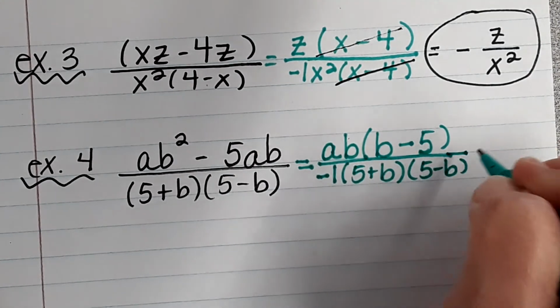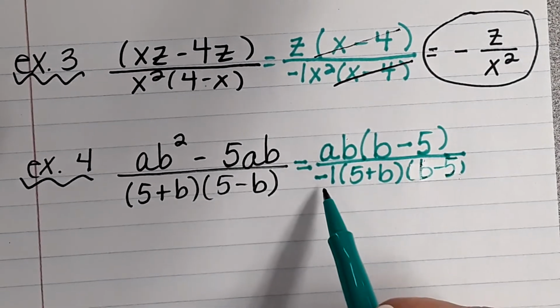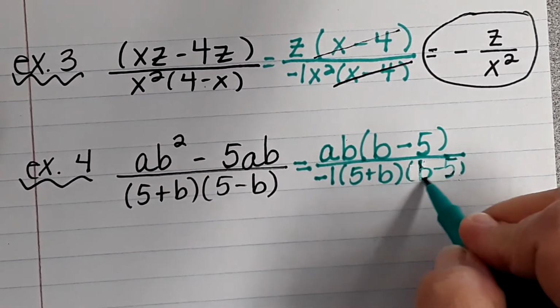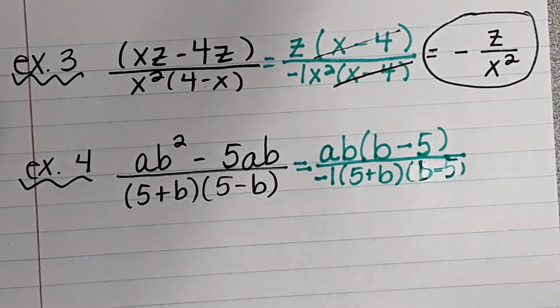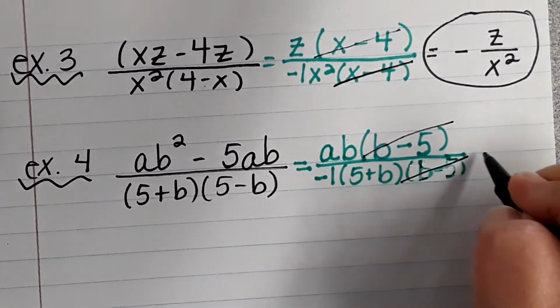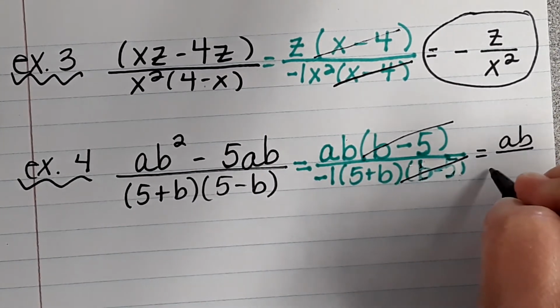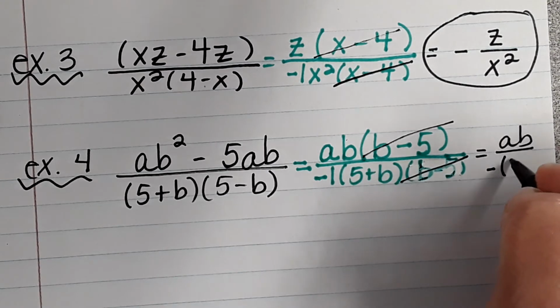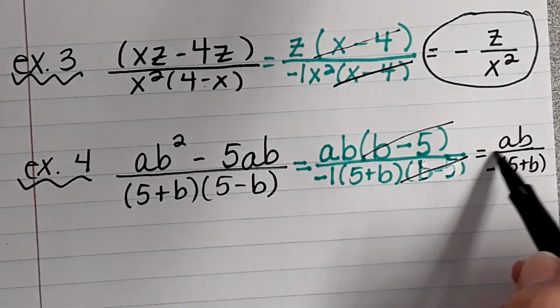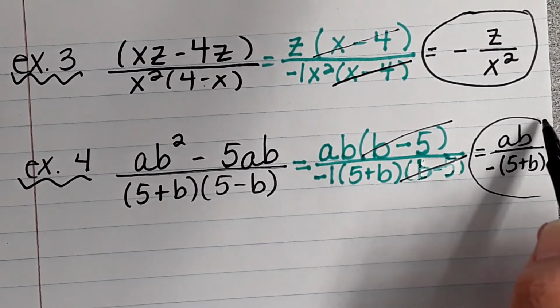And again, I rewrote it wrong. Of course I did. Okay, so because I pulled out the negative 1, it becomes B minus 5. Now, look, I can cancel this out, and I can cancel this out. And I'm left with AB over negative 5 plus B. It doesn't matter, you can put it down in the denominator, or you could put it in the center like I did with that one. But that's your final answer.